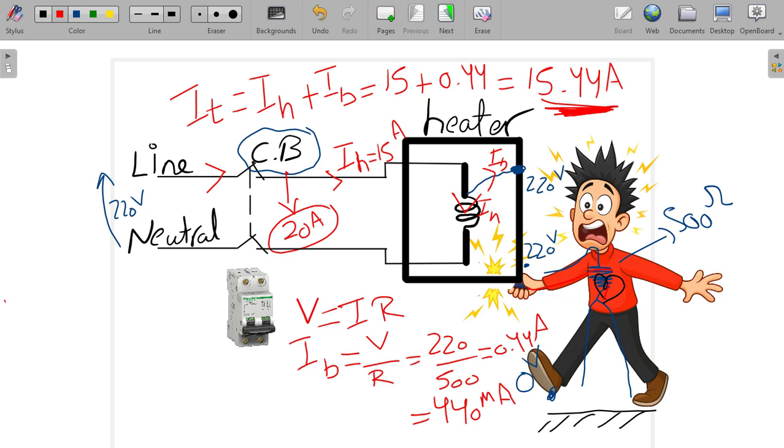But I am shocking now and I am having electricity in my body. This circuit breaker will not consider this as a problem because it sees the current if it's more or less than this amount of current. So what will happen now? This is a sure death. Now we have to see how to solve this problem.